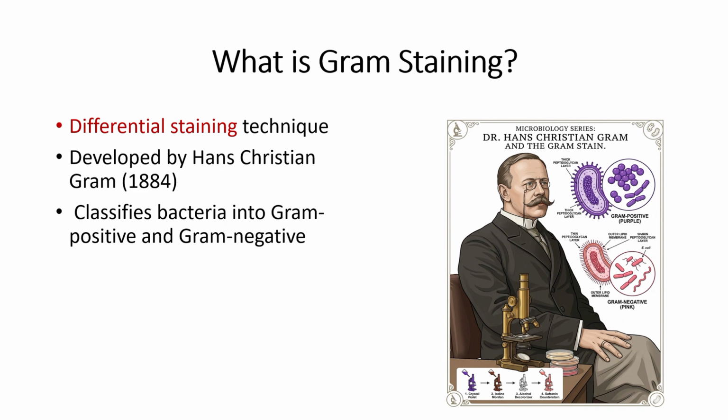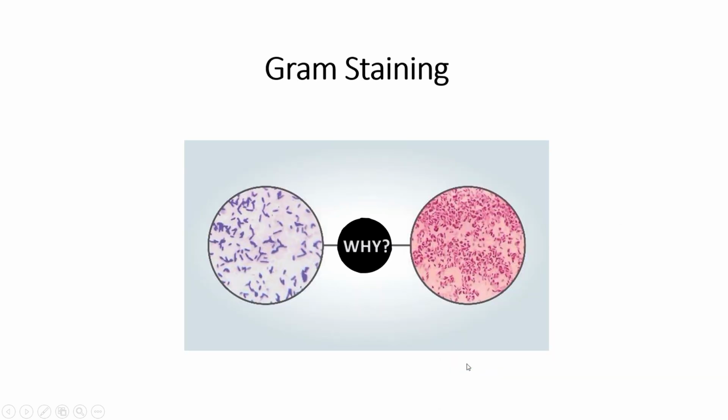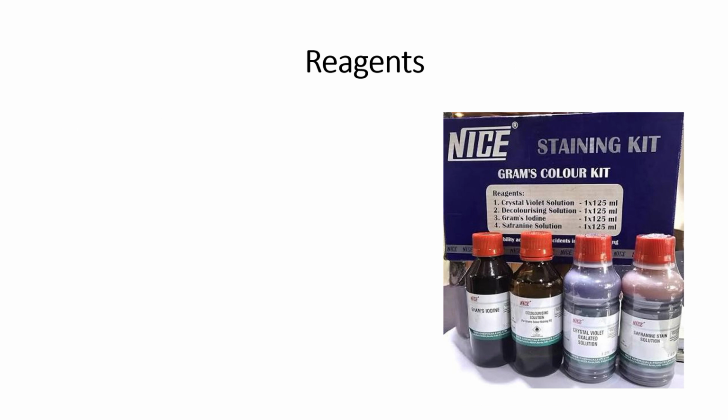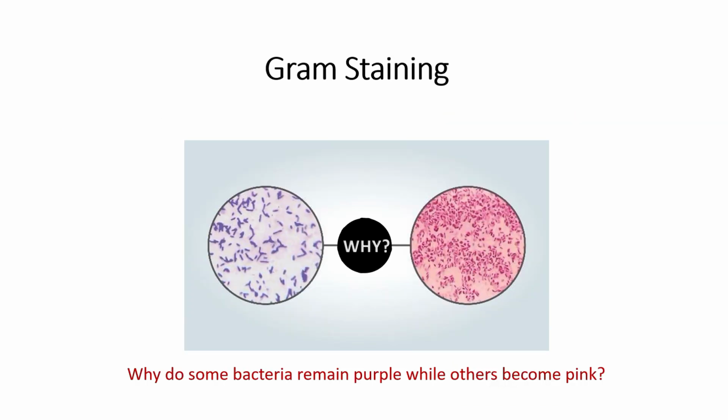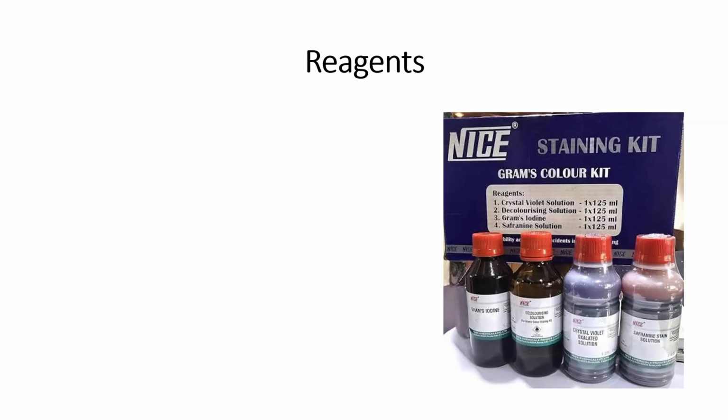But here's an interesting question. Every bacterial sample is treated with the same reagents and follows exactly the same staining procedure. So why do some bacteria remain purple while others remain pink? To answer that question, let's first understand the four reagents used in gram staining.